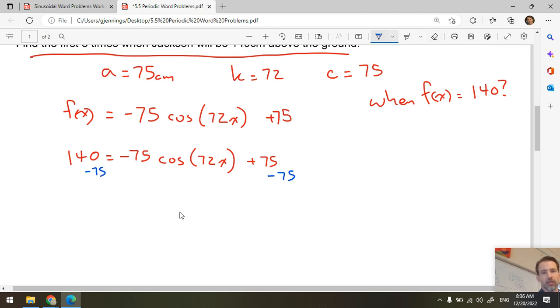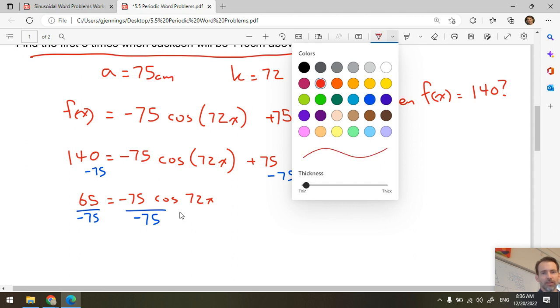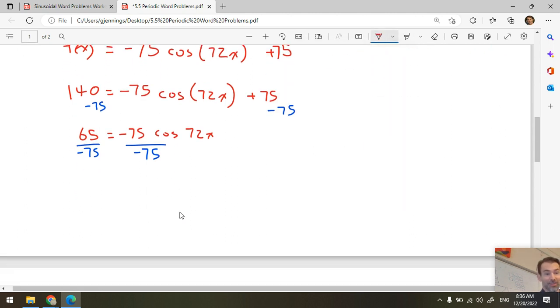And then we can have a new line there. This is 140 minus 75 gives us, what is that? 65. 65 equals negative 75 cosine of 72x. Our next inverse operation, divide by negative 75. So 65 divided by negative 75 happens to be close to an exact trigonometric ratio. 65 over 75 will reduce to 13 over 15, but it's negative. And that's equal to cosine of 72x.